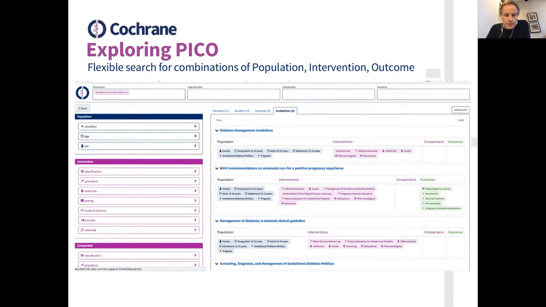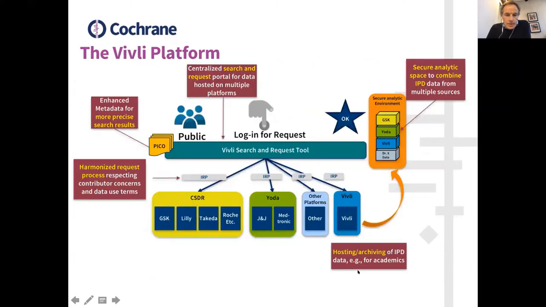So here's just an example of how we can use that structured data to filter by population, intervention, etc. We've been using this now for a few years within Cochrane itself, curating our data assets, but now also increasingly using this in partnership with other groups. And just to mention that this is now being used by Vivli, which is a clinical trial data sharing platform established in the US, a nonprofit, which is taking a federated approach. So, you know, it's a relevant example, I think, for us thinking about our approach in Australia. And that metadata system is enabling more precise discoverability of their data assets.